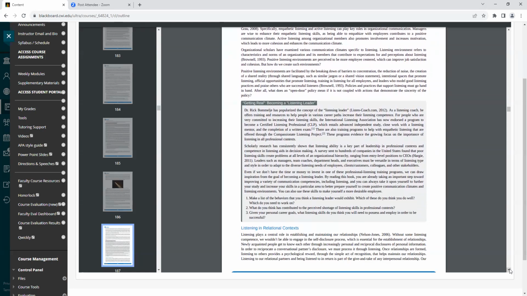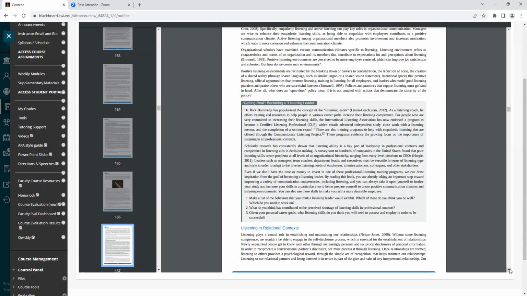Organizational scholars have examined various communication climates specific to listening. Listening environment refers to characteristics and norms of an organization and its members that contribute to expectations for and perceptions about listening. Positive listening environments are perceived to be more employee centered, which can improve job satisfaction and cohesion. But how do we create such environments?